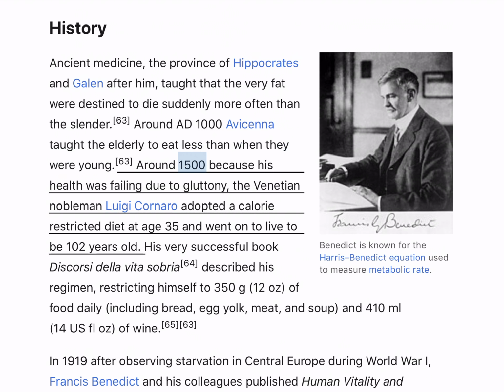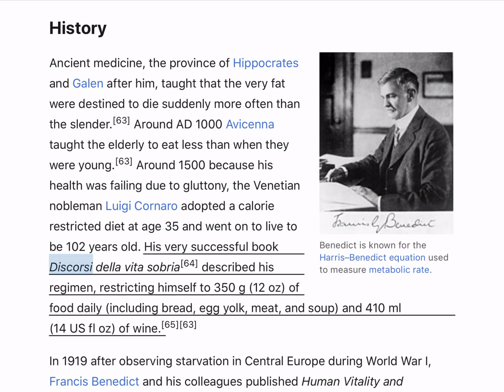Around 1500, because his health was failing due to gluttony, the Venetian nobleman Luigi Cornaro adopted a calorie-restricted diet at age 35 and went on to live to be 102 years old. His very successful book Discorsi della Vita Sobria described his regimen, restricting himself to 350 grams, 12 oz, of food daily, including bread, egg yolk, meat, and soup, and 410 milliliters, 14 fluid ounces, of wine.